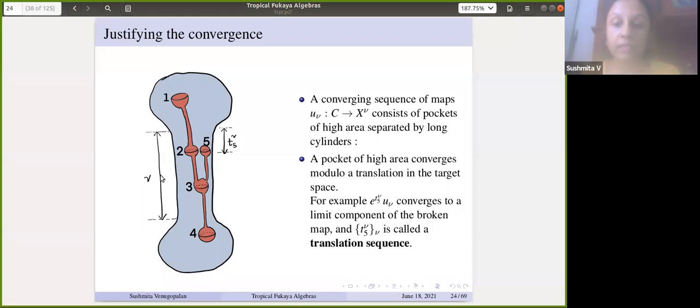And for example, if you consider this pocket of area 5, there is a sequence of numbers, t sub 5 nu. And if you translate this pocket by that amount, a subsequence will converge. And these numbers, t sub 5 nu, the sequence, is called a translation sequence.